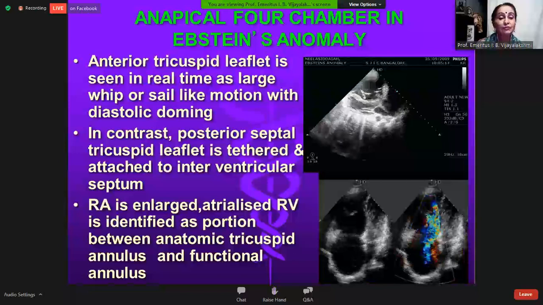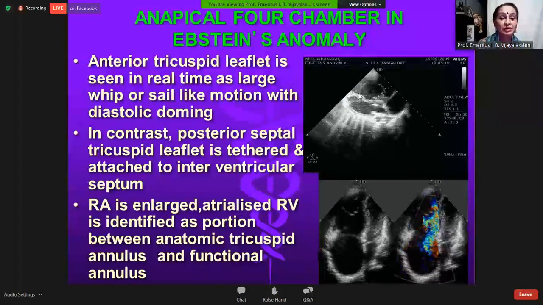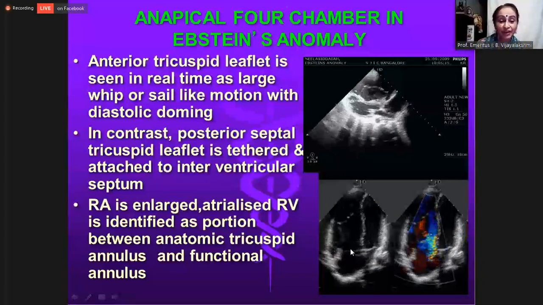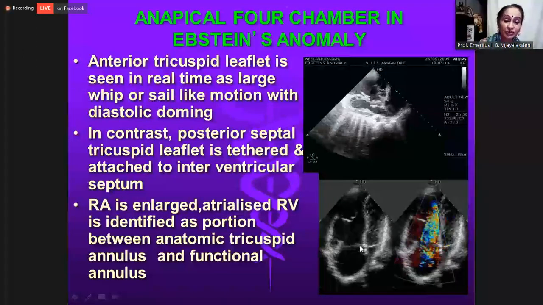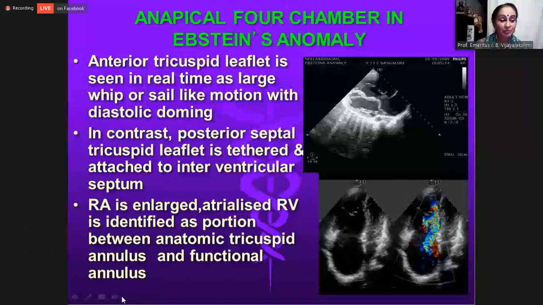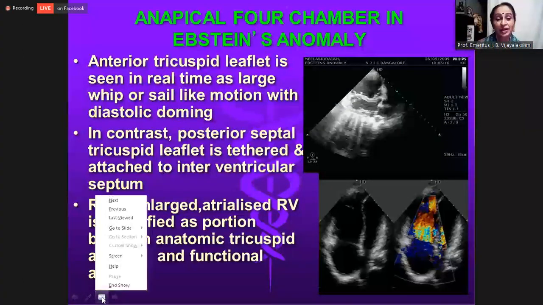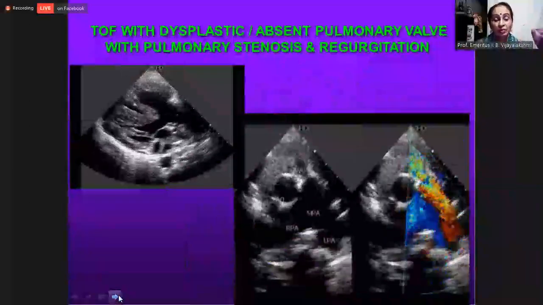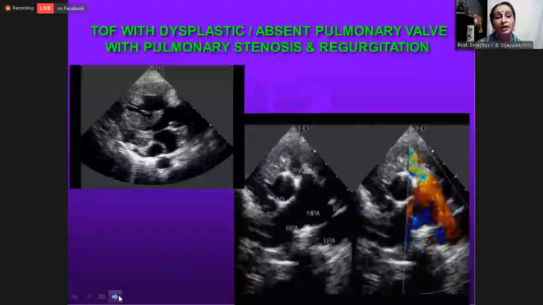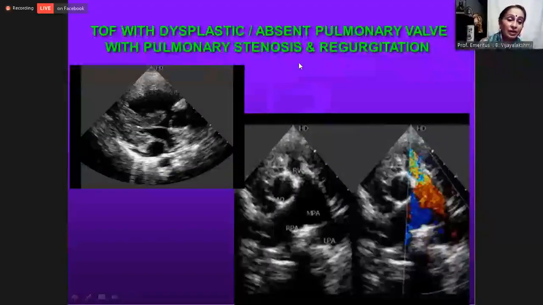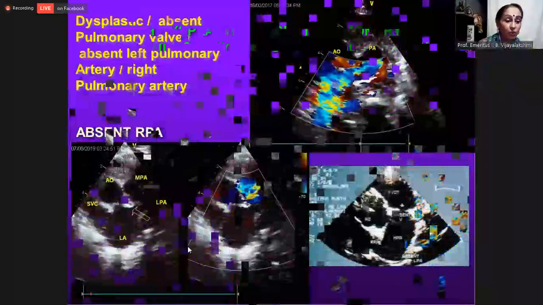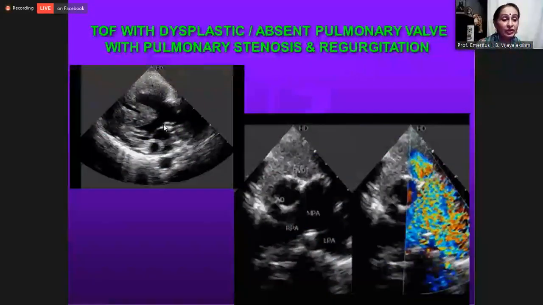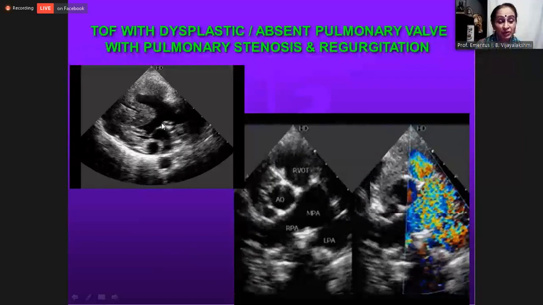So in the apical 4-chamber view, you can also see the whip-like movement of the anterior tricuspid leaflet, and the septal leaflet is adherent to the interventricular septum, and this is the Ebstein's anomaly. And in this Ebstein's anomaly, you can clearly make out the atrialized RV, as well as the RV itself. And here you can see that the overriding of the aorta is there.